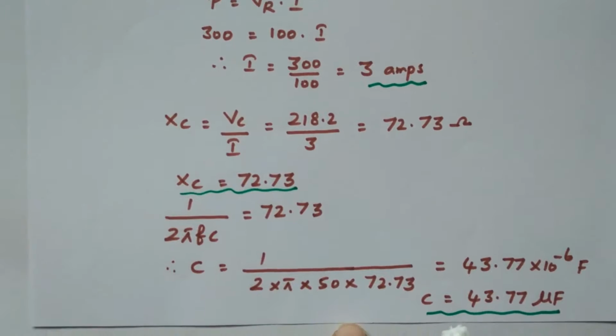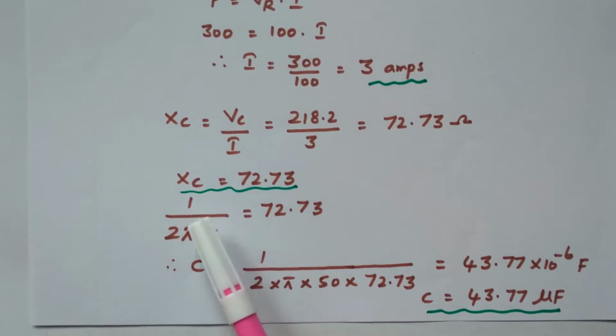For this capacitive reactance, the other formula is available. The Xc is nothing but 1 divided by 2πfC, which is equal to 72.73. So we need this C value. Bring this C to the numerator and 72.73 to the denominator, so that C = 1/(2 × π × frequency 50 Hertz × Xc), where Xc is 72.73. By simplifying this, we got 43.77 × 10⁻⁶ farad. That can be written as 43.77 microfarad. 10 to the power minus 6 means microfarad. So now we calculated the capacitor value.